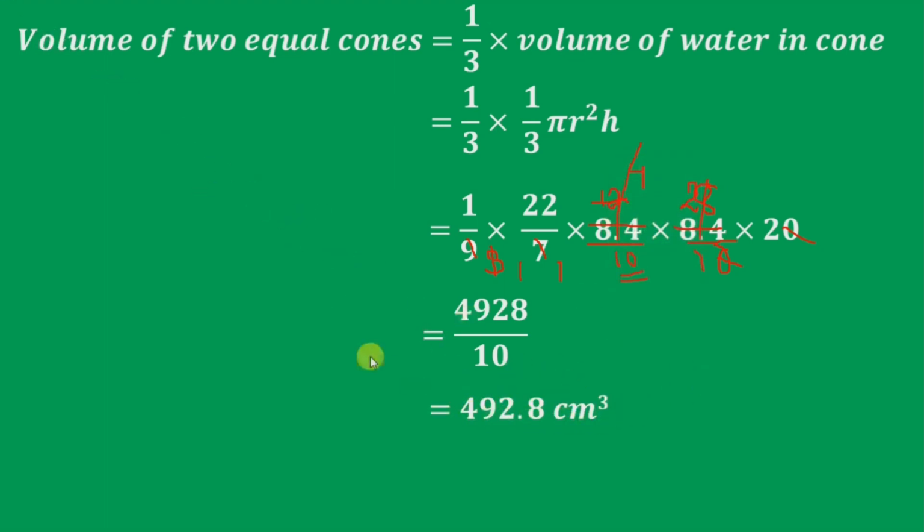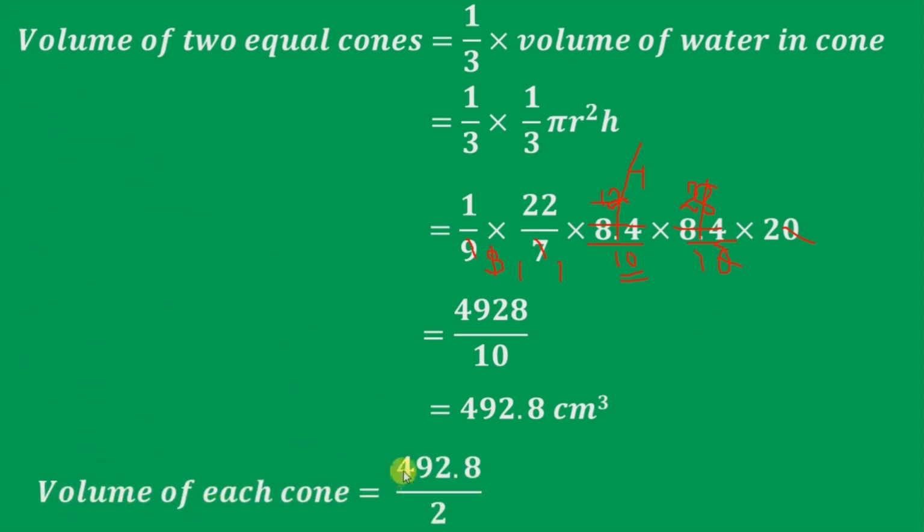492.8 centimeter cube. So volume of each cone is equal to 492.8 divided by 2, which is equal to 246.4 centimeter cube. Because this 492.8 centimeter cube is the volume of two cones, but I need to find the volume of each cone, so I need to divide it by 2. I get 246.4 centimeter cube.